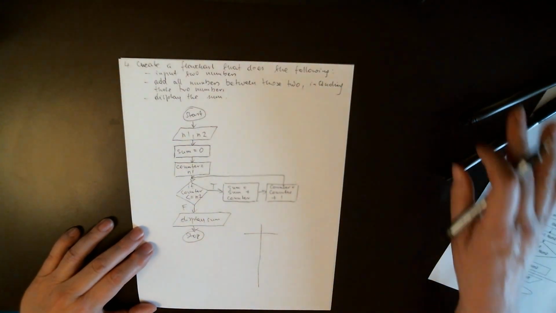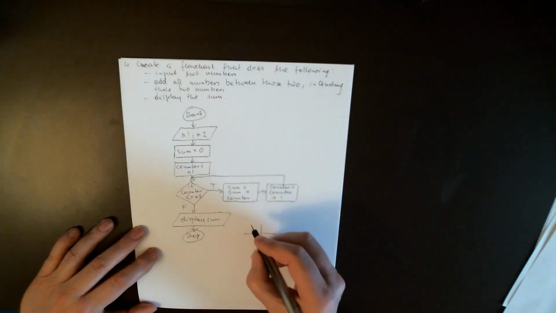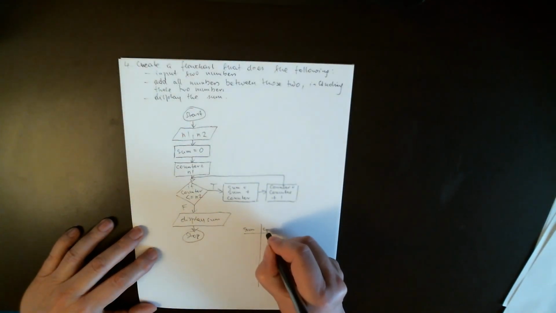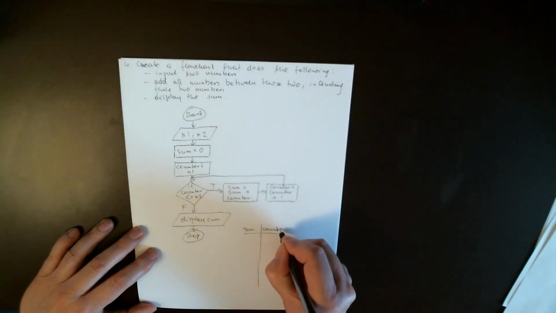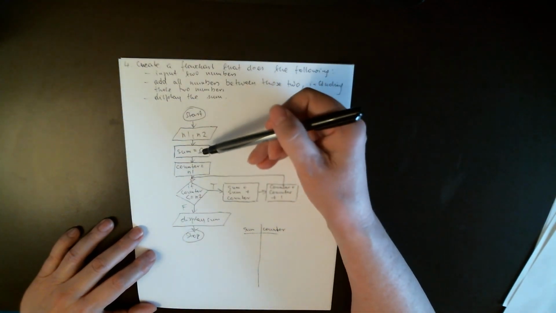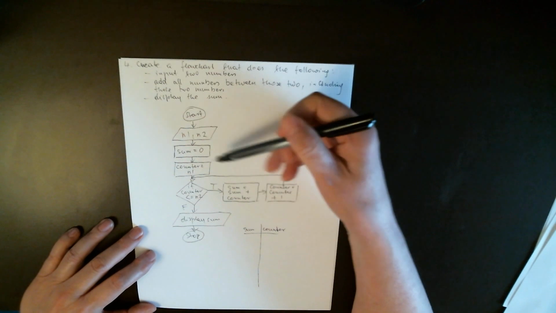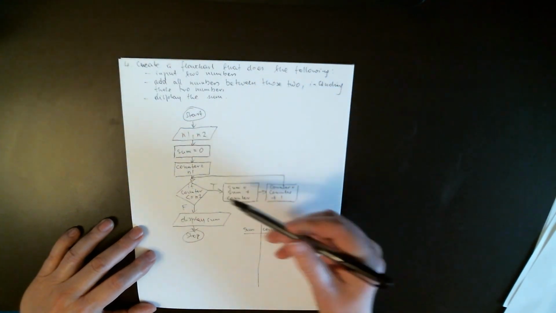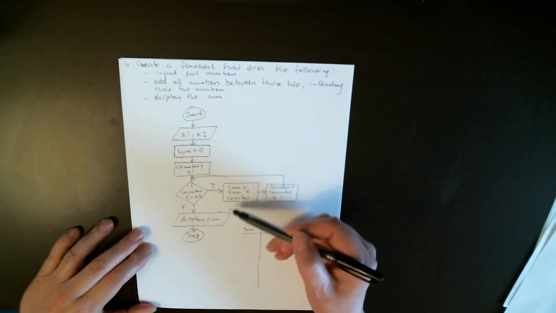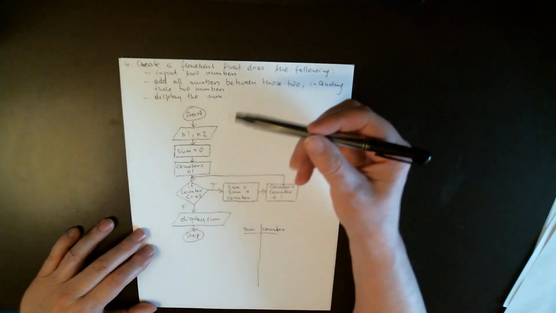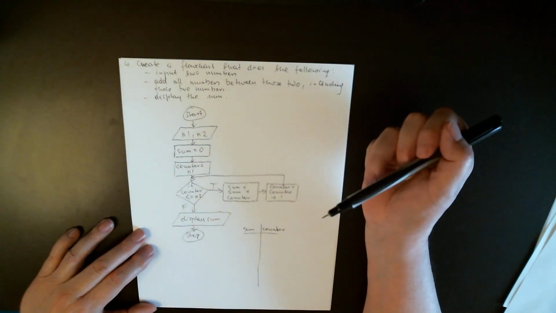Sum, we'll start with a sum, and then counter will be right here. Okay, which is kind of logical. We put the sum first, counter, then sum and counter. Okay, so as we go through the program, they will be updated each time. Now, first we have to start with those two numbers.